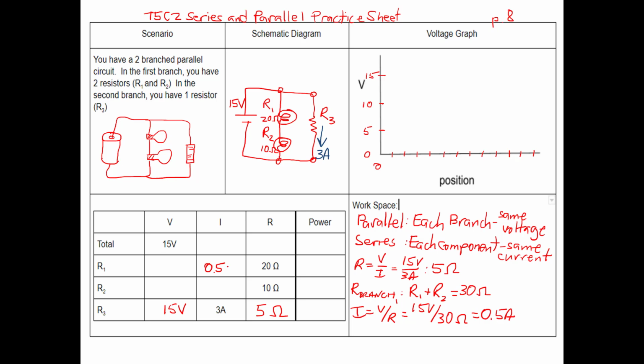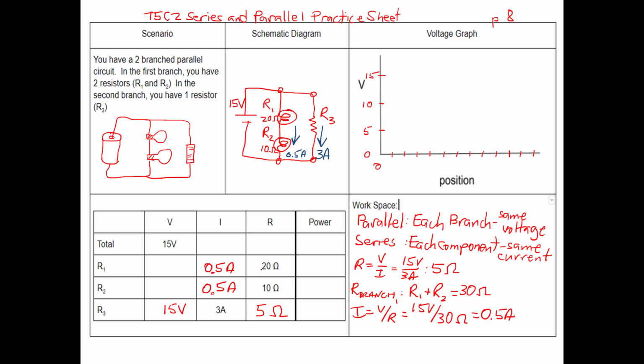0.5 amps. That's the same current that flows through R1 and R2. I'm going to add that to the drawing up here. So I see through that branch is 0.5 amps.